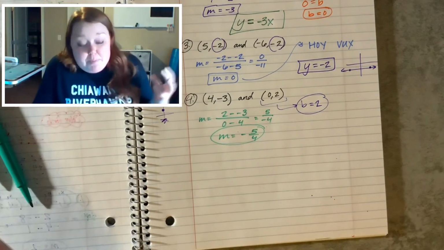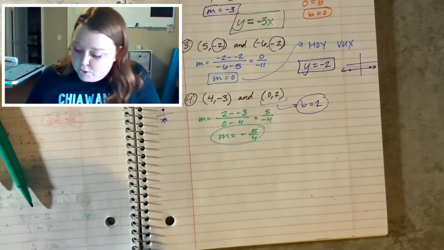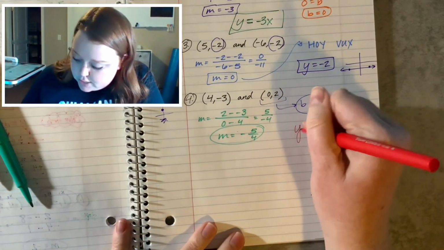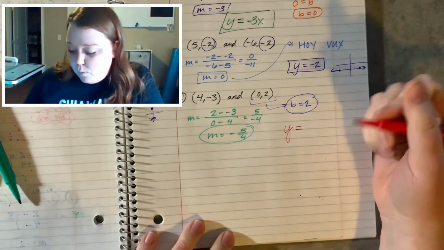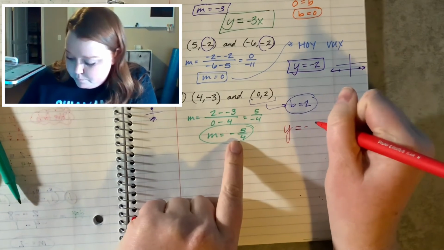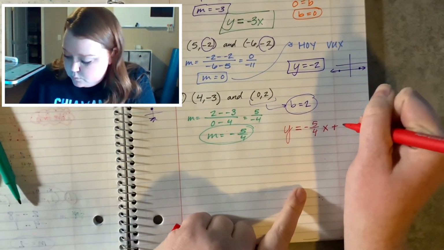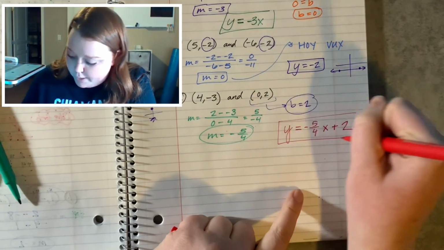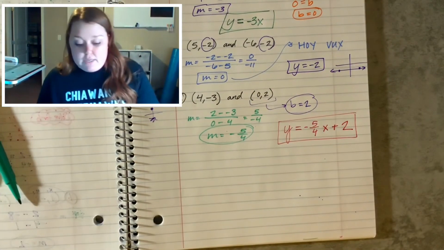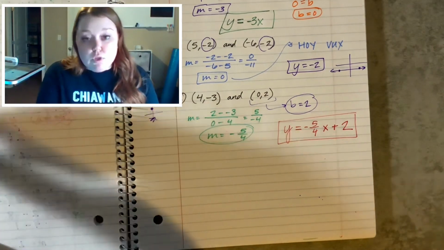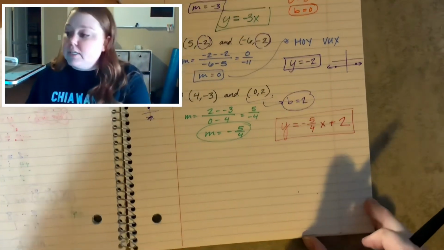Okay. So you have m, b was actually given to us. And sometimes that happens. It's always something I look for. So now that I have those two things, I write the equation of my line. Y equals mx plus b. Y equals negative 5/4 x plus 2. Hopefully this is making some sense.